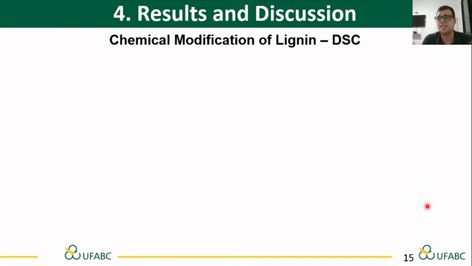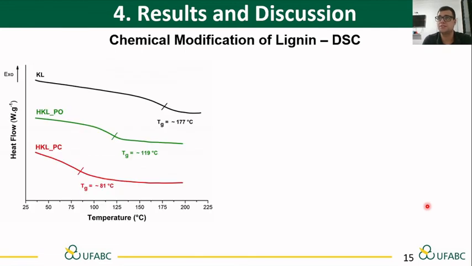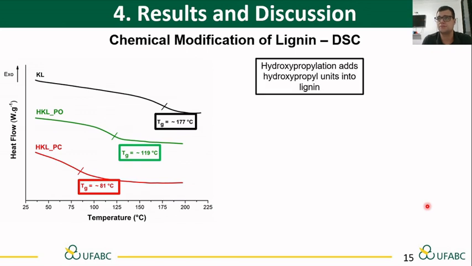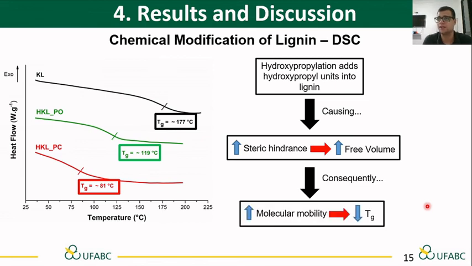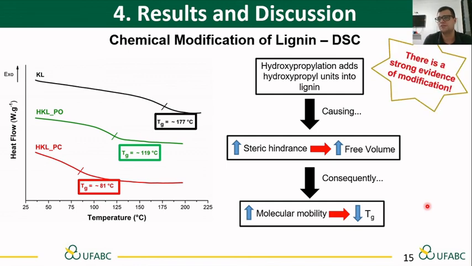Finally, we have the DSC results. The DSC results showed a reduction in the lignin glass transition temperature after chemical modification. As already known, hydroxypropylation adds hydroxypropyl units into the lignin structure. This addition causes an increase in steric hindrance between lignin polymer chains, and thus an increase in the free volume. Consequently, the molecular mobility of lignin is enhanced and a decrease in lignin Tg is expected. So, once again, there is strong evidence of modification.